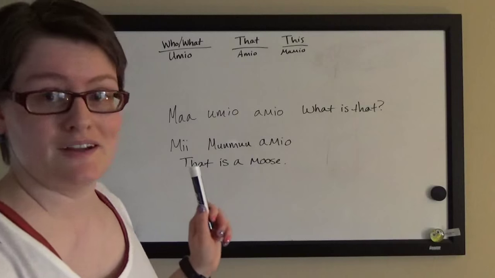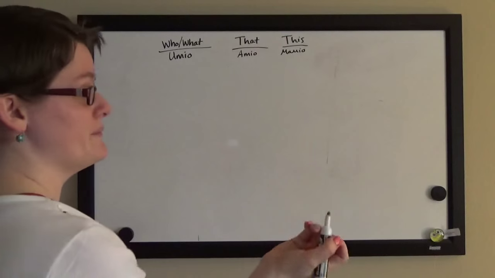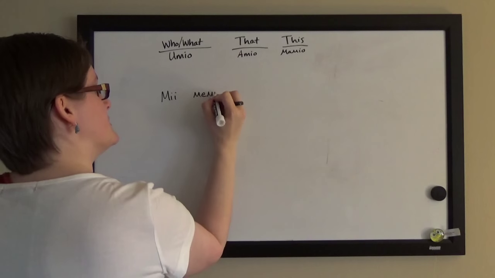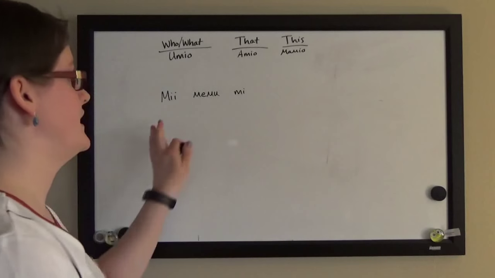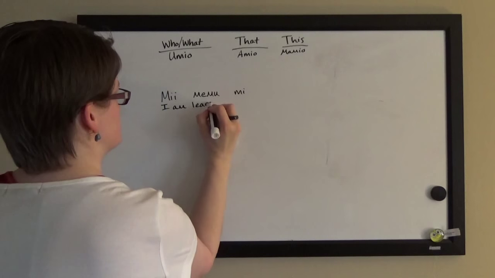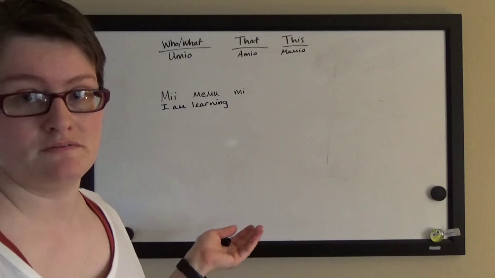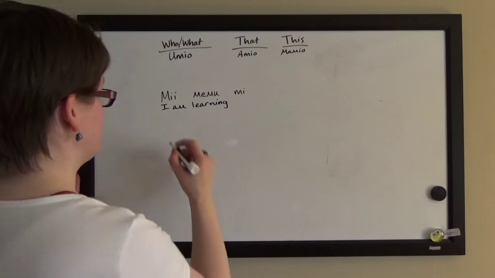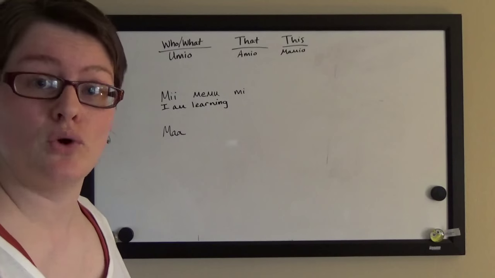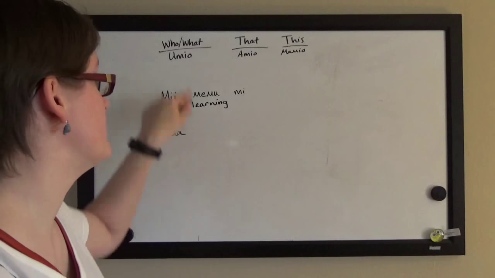How about we're saying, I am learning. Well, what are you learning? So let's start with that. Remember, statement, I am learning. Me, memu, me. I am learning. But what are you learning? So you would ask, ma. Okay, now we are asking what, but we're also asking what they're learning. So we can't put the what here.